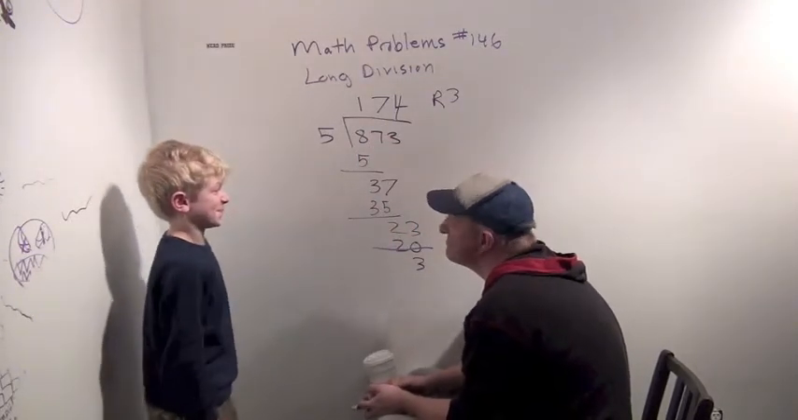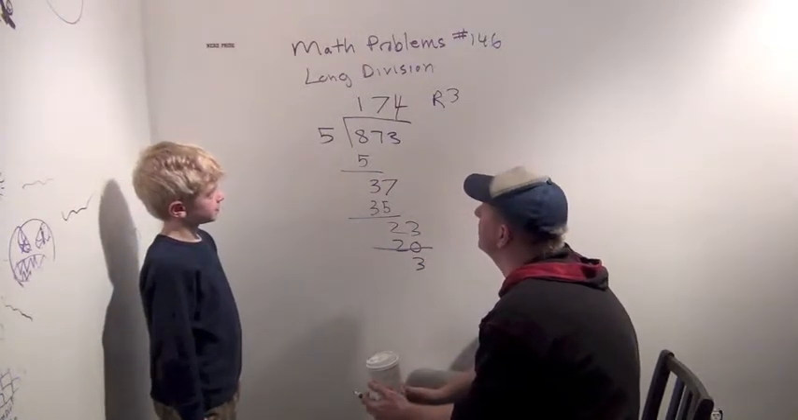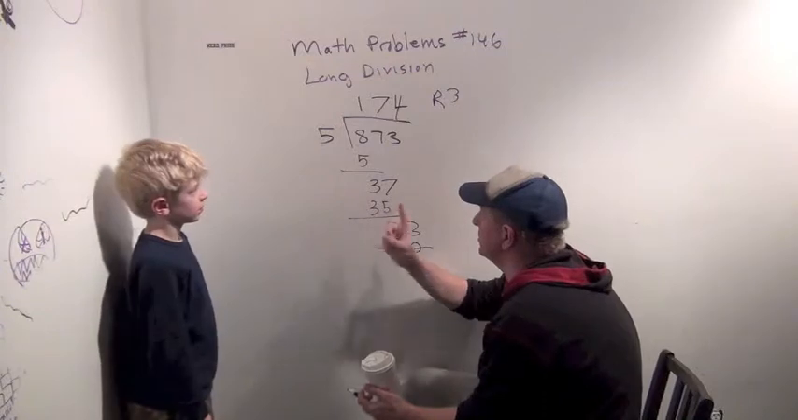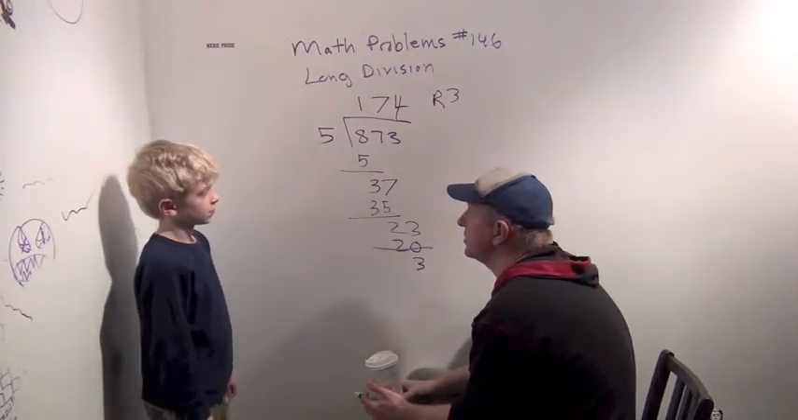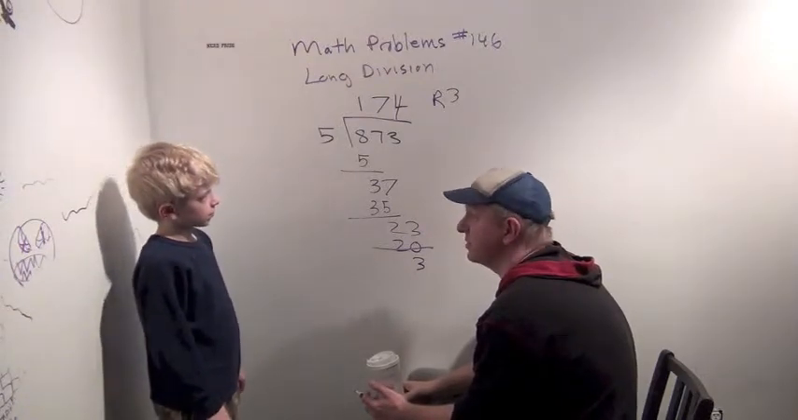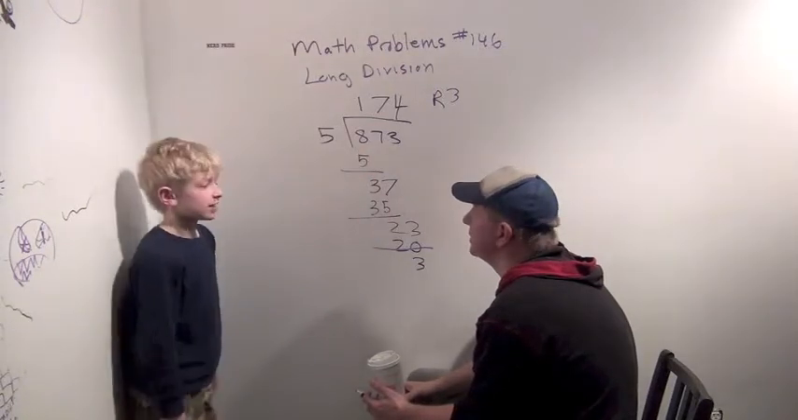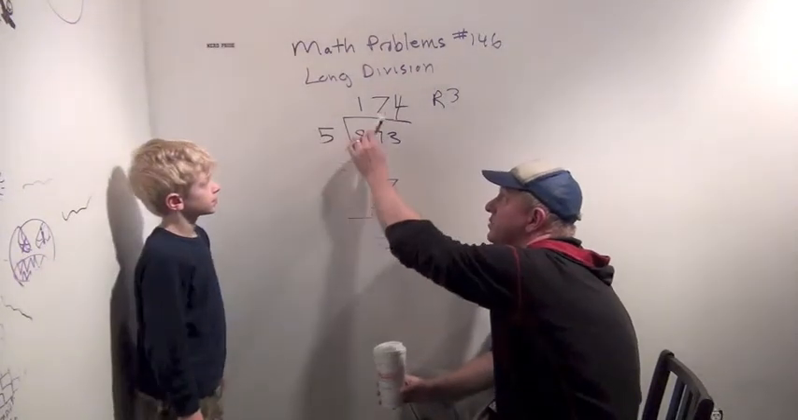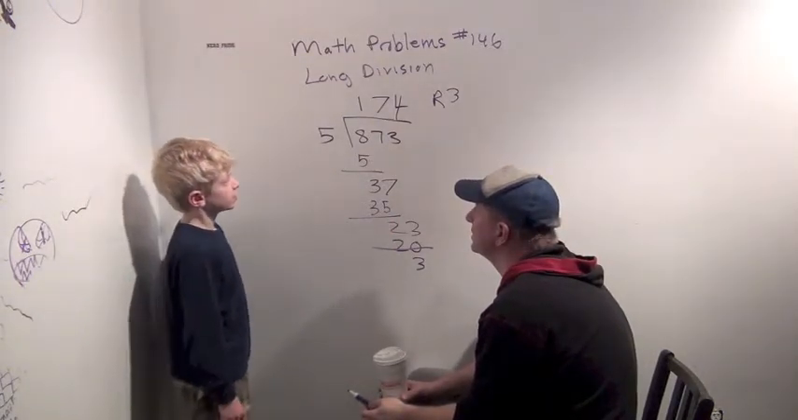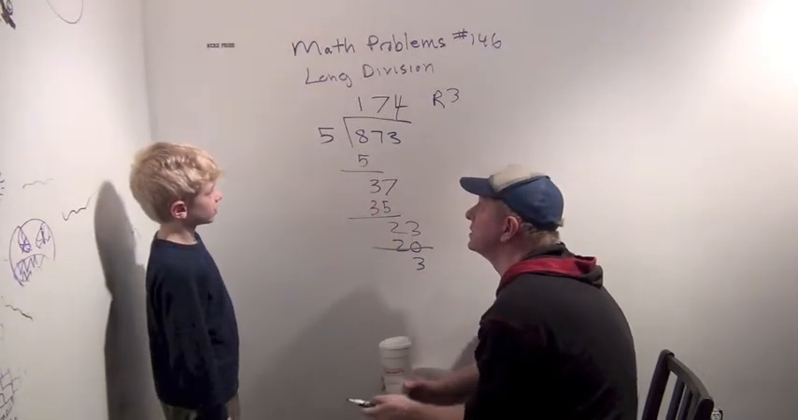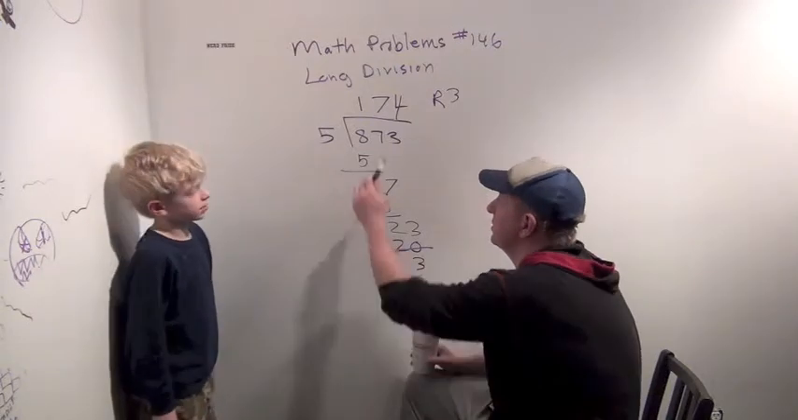Now, this would have been a lot easier if you had memorized your multiples of 174, like I told you to. So this isn't too bad, right? Not too bad. So let me ask you a couple questions and we'll check our answer. Because the remainder is 3, what does that mean? What number do you know that 5 goes into that's near 873? It goes into 870. So we should find that 5 times 174 is 870.